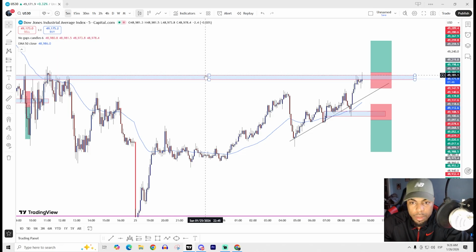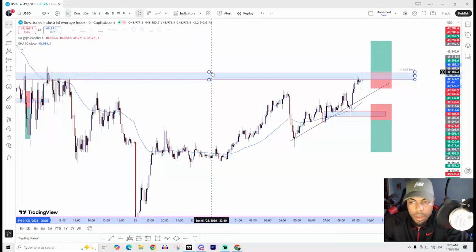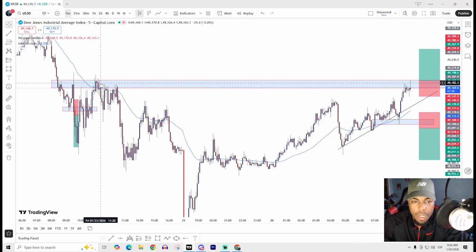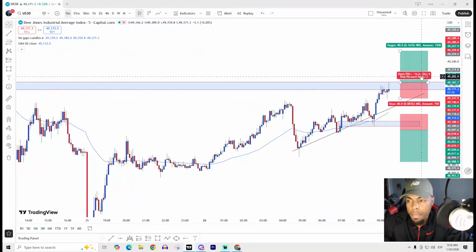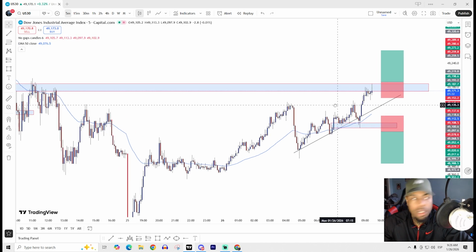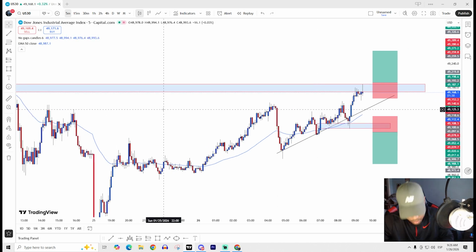Not really sure what to make of that. I will raise it up because we do have some resistance zone right here too. This is all just wicks, so I'm just looking for the right area. If I see volume behind this trade, I will take the trade. And if I don't see volume behind the trade, I just won't take the trade.